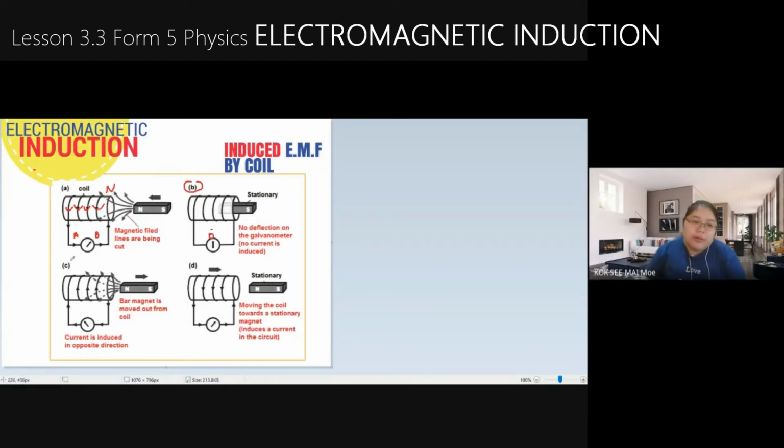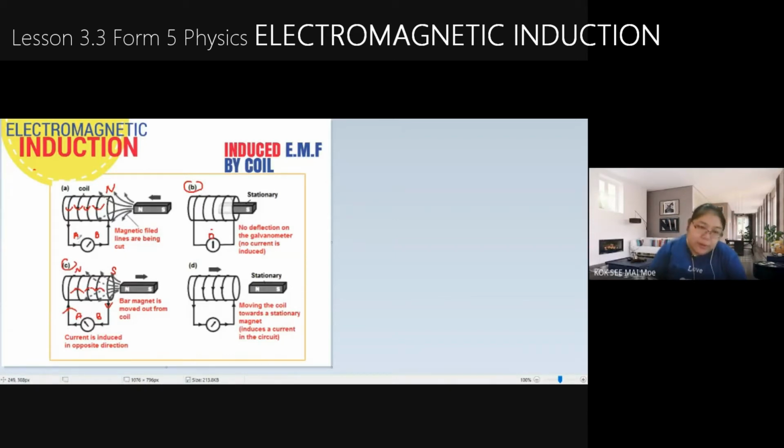Now from C, I want to pull out. When I pull out, this one wants to move away, so this one must become south. If this one becomes south, this one becomes north. So you point your finger again, north is now on the left hand side, so now the current is up. That means this one is up, this one is down. A, B again. Now your galvanometer deflects, from zero to A.